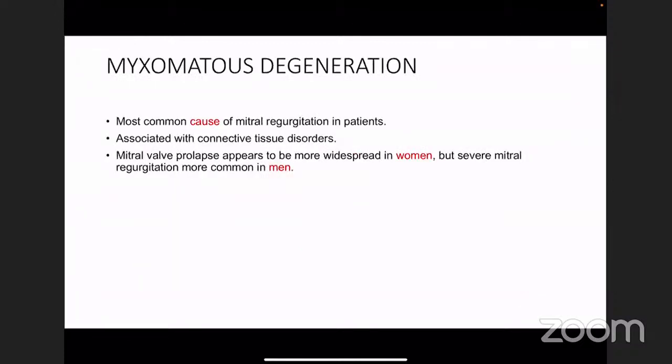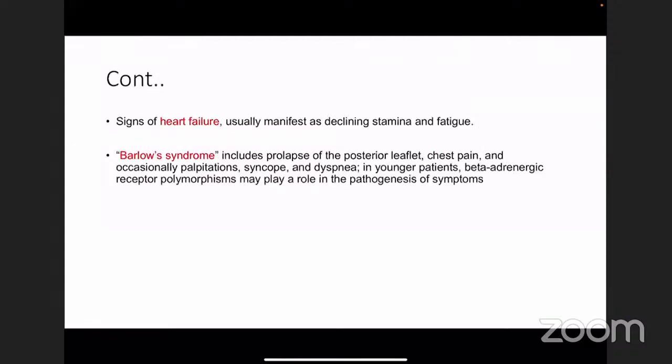Myxomatous degeneration is the most common cause of mitral regurgitation, in patients associated with connective tissue disorders. Mitral valve prolapse appears to be more widespread in women, but severe disease is more common in men. Signs of heart failure usually manifest as declining stamina and fatigue. Barlow syndrome includes prolapse of the posterior leaflet, chest pain, and occasionally palpitation, syncope, and dyspnea in younger patients. Beta adrenergic receptor polymorphism may play a role in pathogenesis of symptoms.